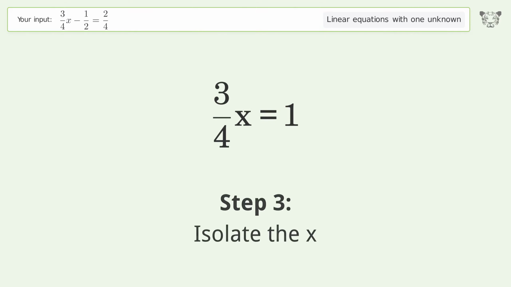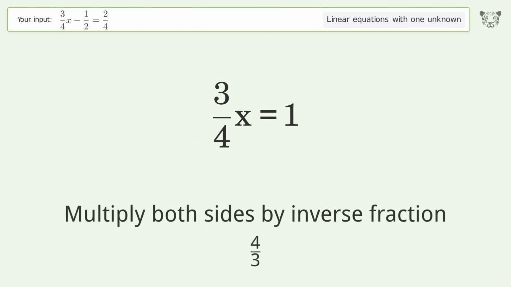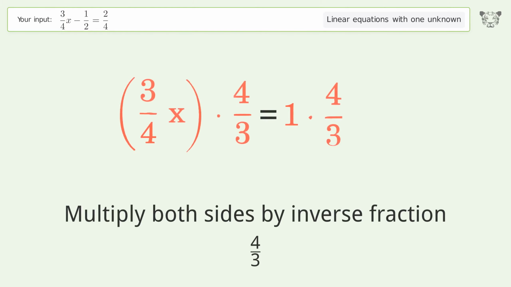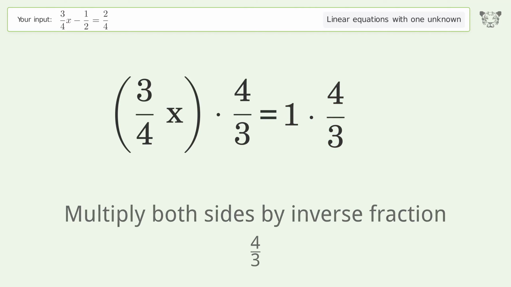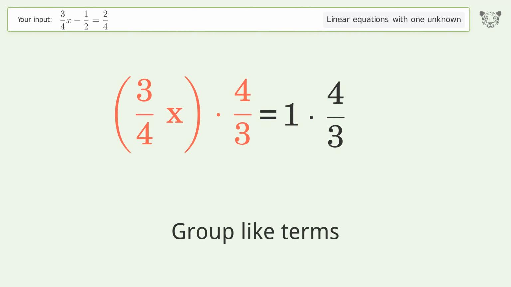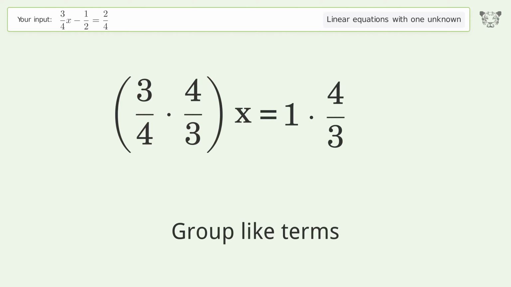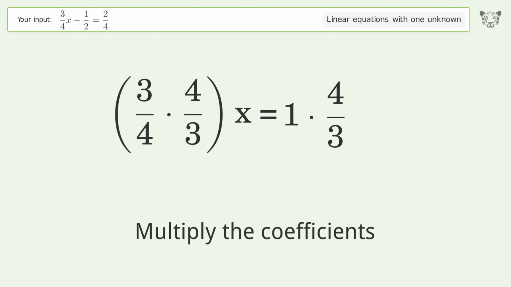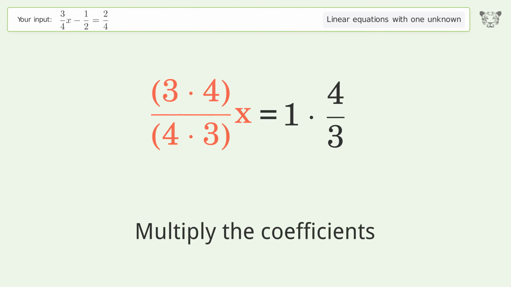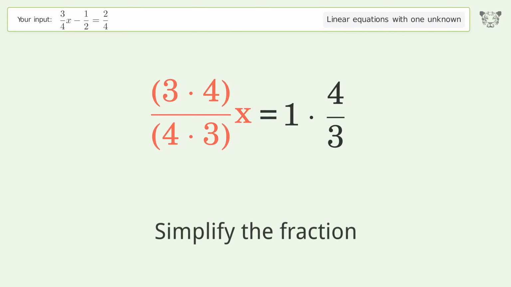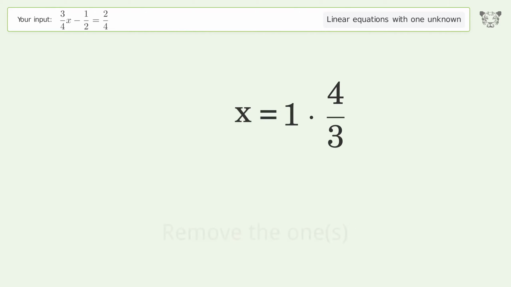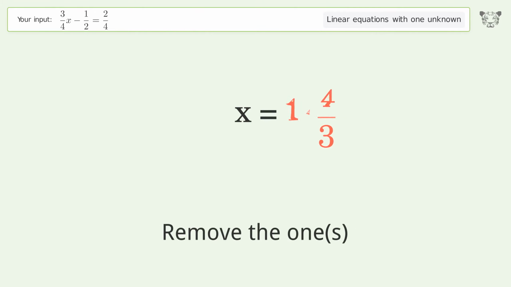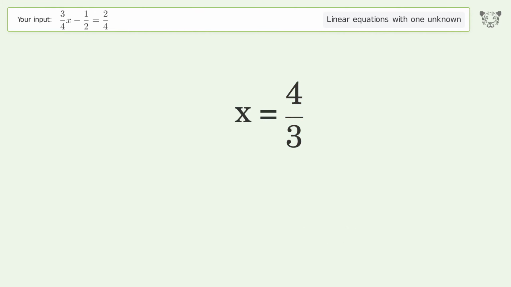Isolate the x. Multiply both sides by inverse fraction 4/3. Group like terms. Multiply the coefficients. Simplify the fraction. Remove the ones. And so the final result is x equals 4/3.